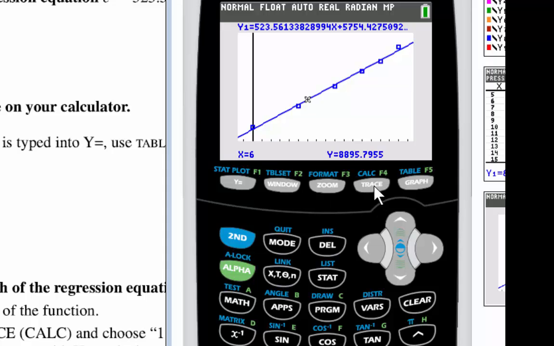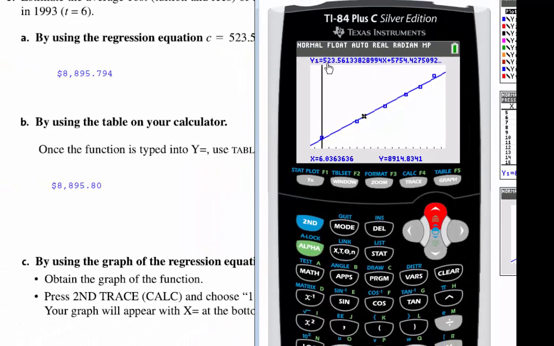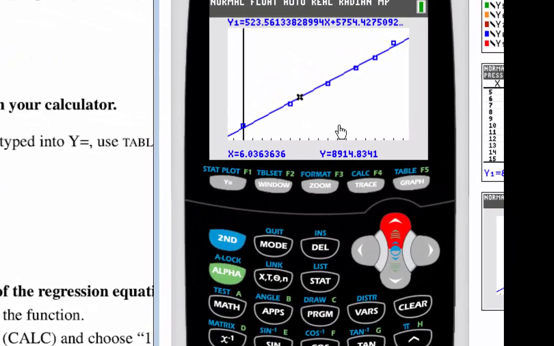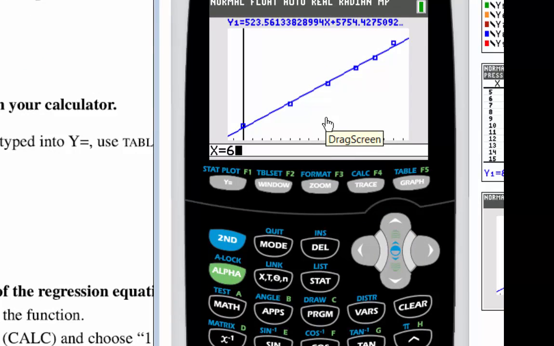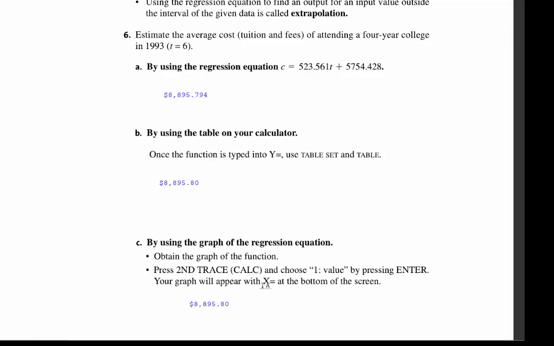I could have really just pressed trace by itself. And notice on the top it says plot L1, L2. Well, if I press the up arrow again, now it gives me this y equals $523. Basically, it gives me my regression equation up here. Right? This equation matches what's in the book. Now, if I just press number 6, you'll see x equals 6, and I press enter, we get the same answer, right? This $8,895 and roughly 80 cents. So I'll just fill that in down here.